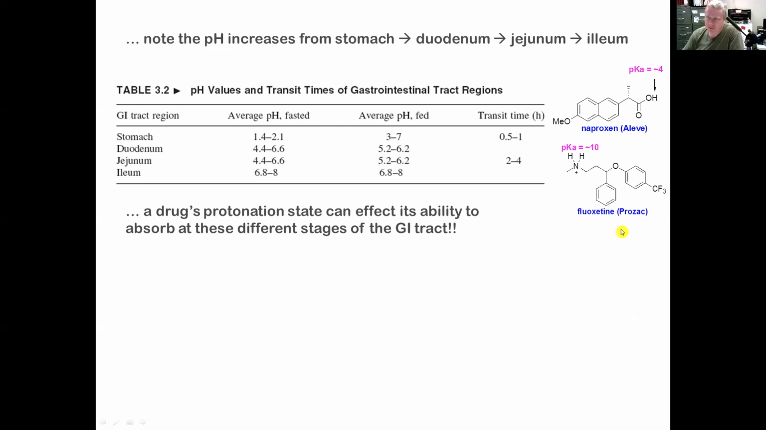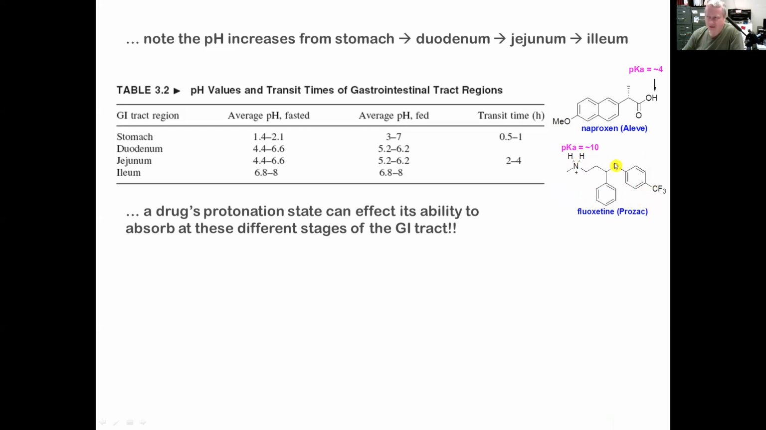And fluoxetine, which is the selective serotonin reuptake inhibitor, Prozac. The funny thing about this is, fluoxetine doesn't contain 2 protons. It contains 1 proton, right? It's a secondary amine. So this is technically not exactly fluoxetine. It's fluoxetine plus an extra proton, right?